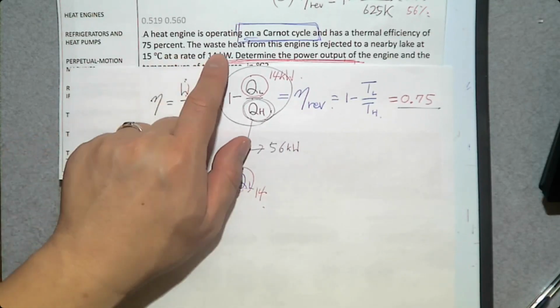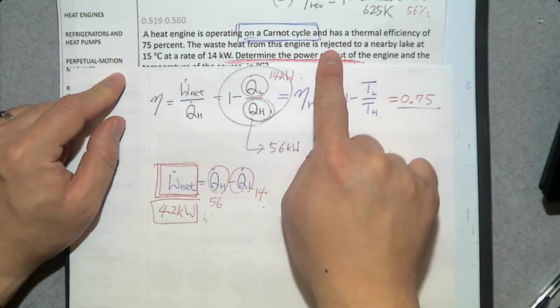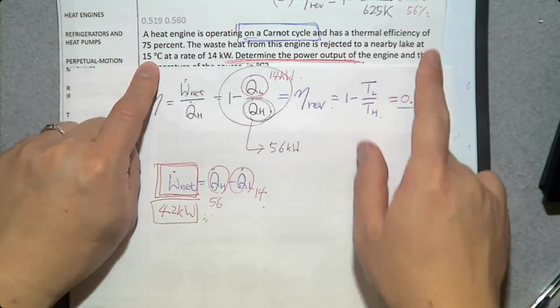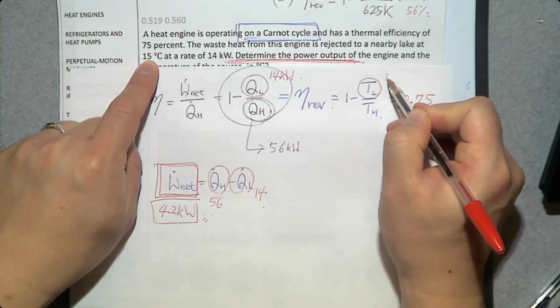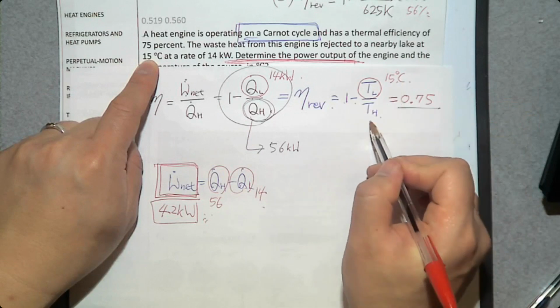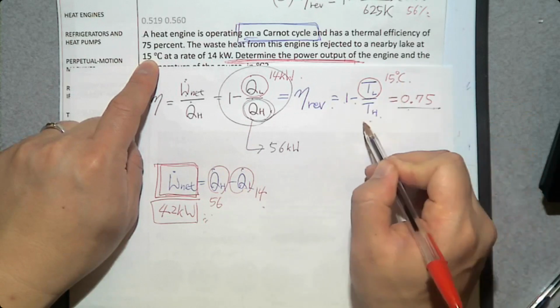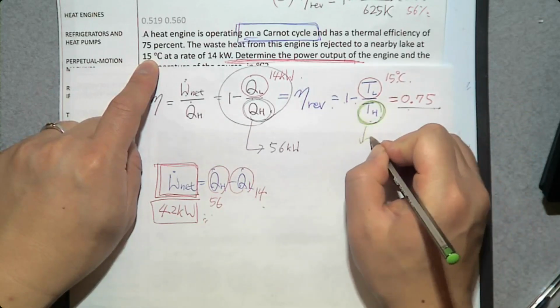Then, what is the temperature of the low temperature thermal energy reservoir? 15 degrees Celsius. So that's TL. So this one is 15 degrees Celsius. Then 1 minus 15 over TH is going to be 0.75. So you can determine TH. Am I right?